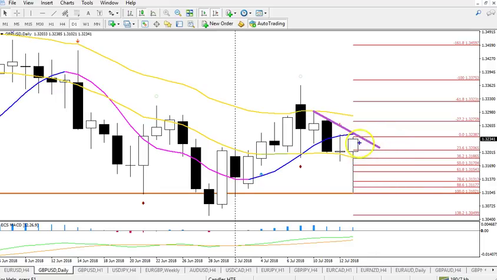Now you might get a flag pattern like that, for instance, and a break of that flag. That's also interesting. You might get an immediate continuation up to the -272 target and then a correction. That's also possible. And then a break after that correction. These are all scenarios that we have to keep in mind are possible. So an immediate break and correction, or a pullback and then breakout.